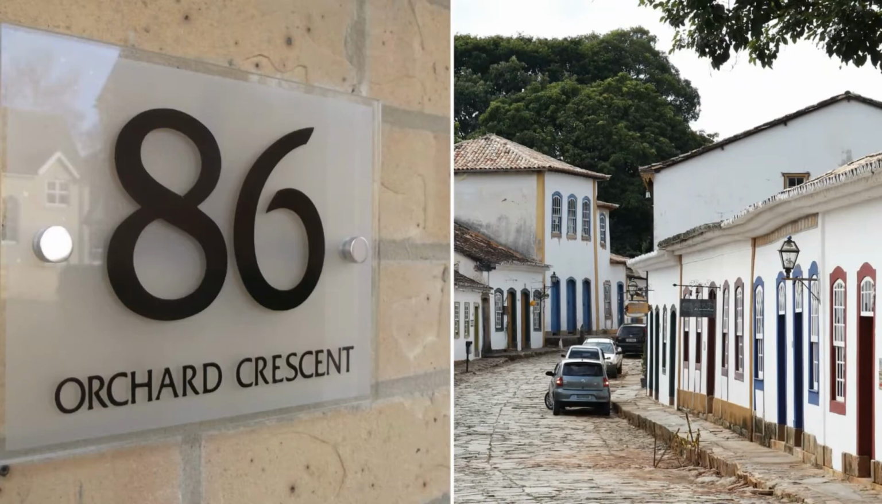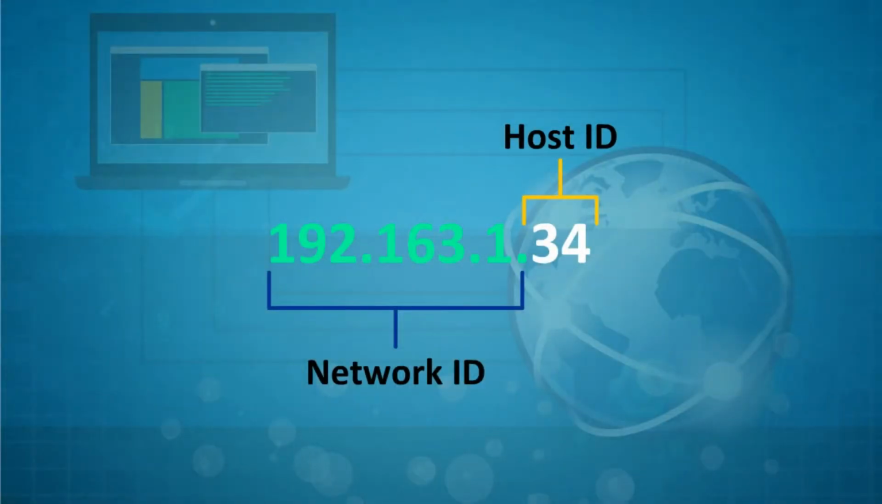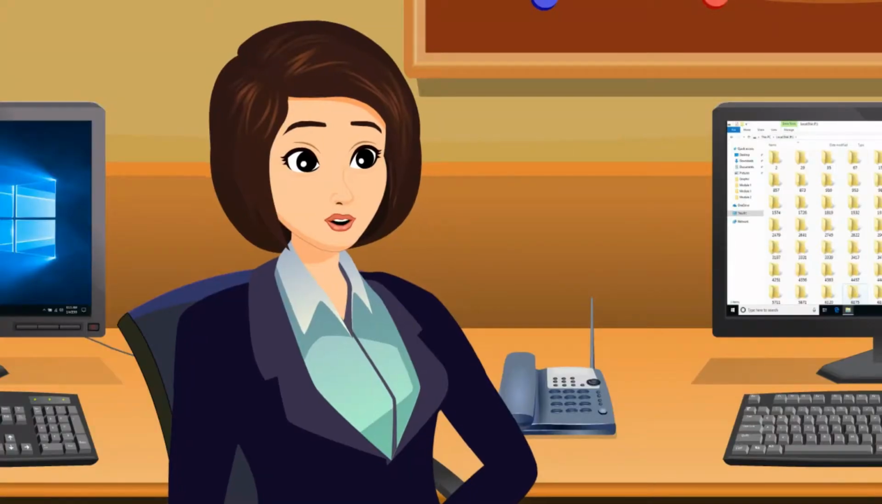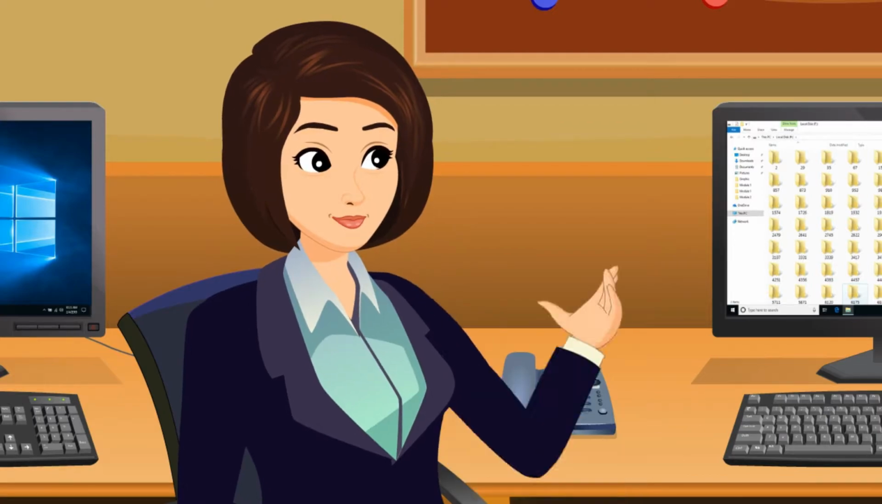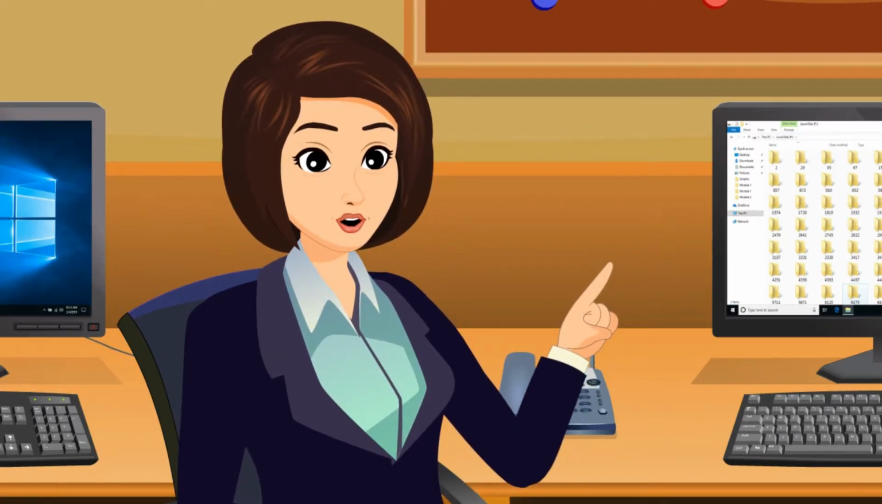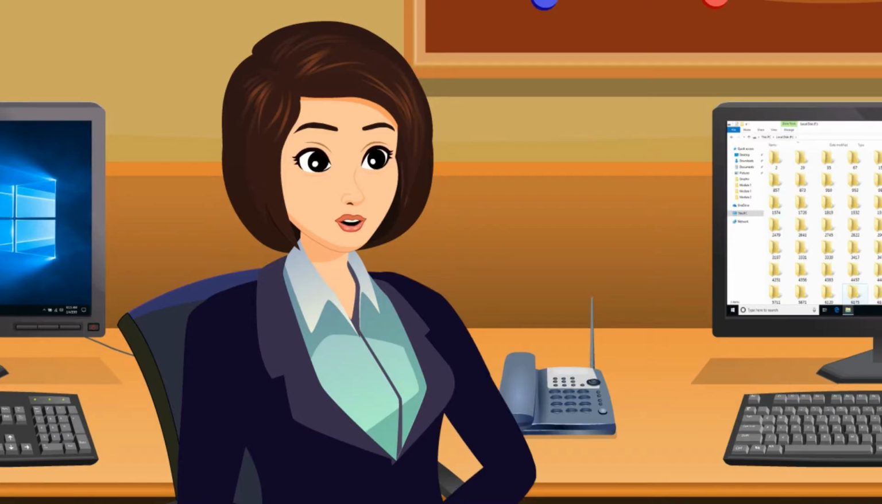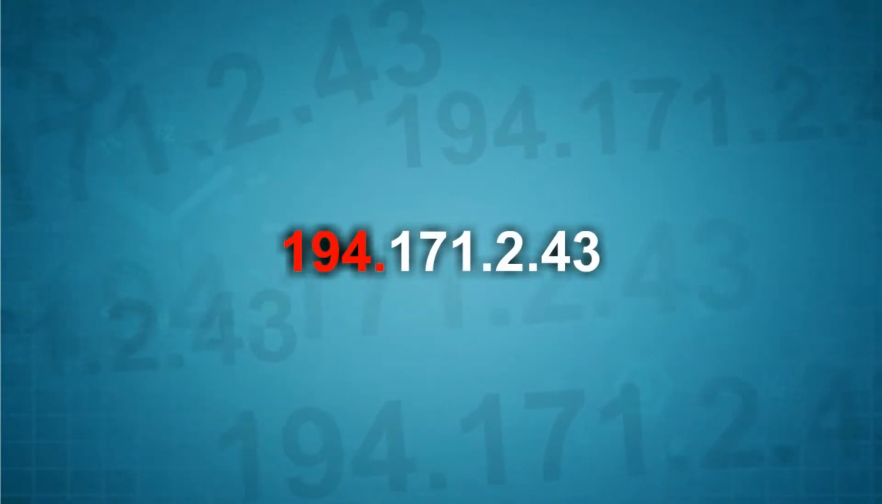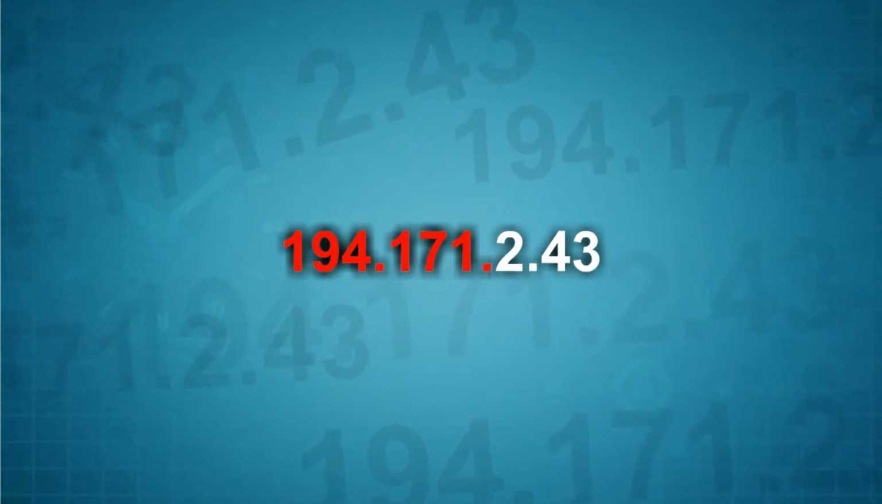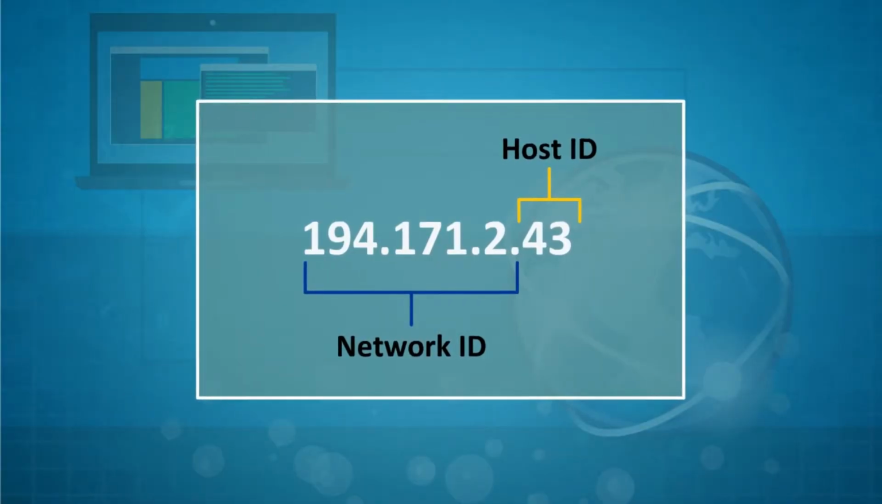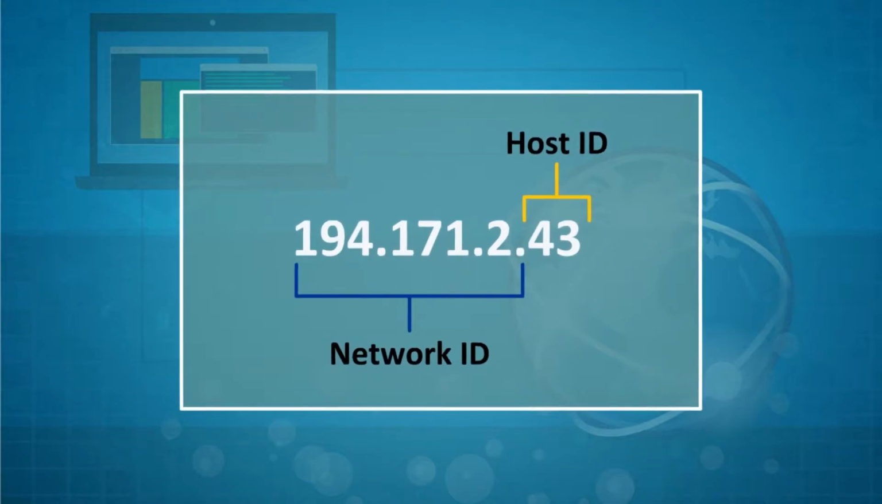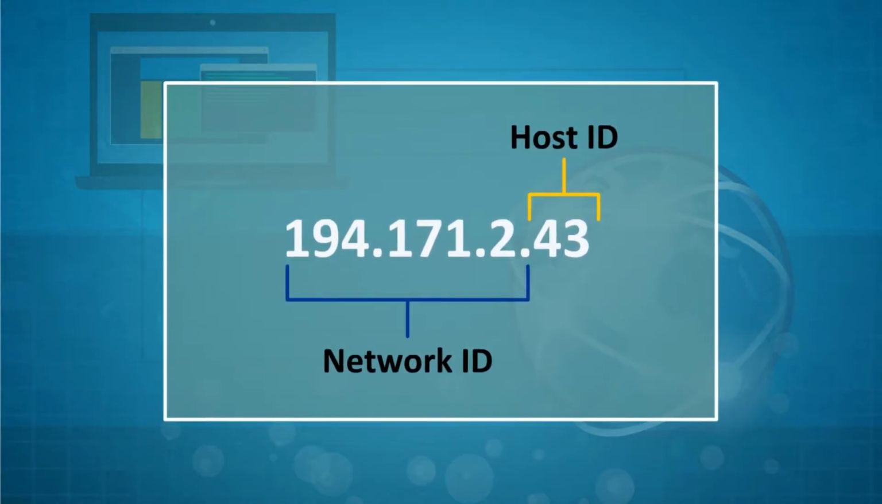Just like an address is given to each house, each link to any site has an address on the internet. The difference is that the Internet Protocol or IP addresses are digital. They cannot be like regular house addresses. An example of a typical IP address is 194.171.2.43. Look at the picture to understand what each part in this IP address represents.